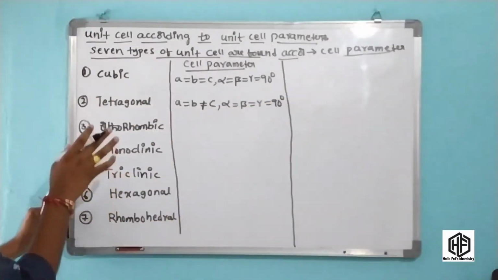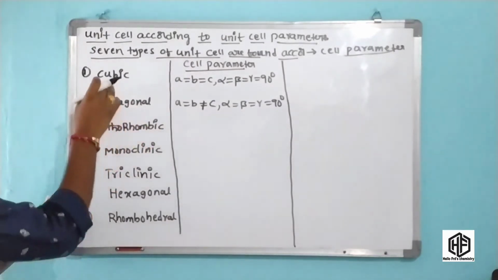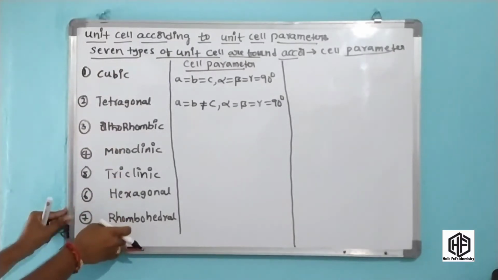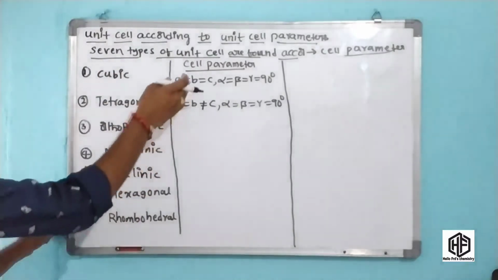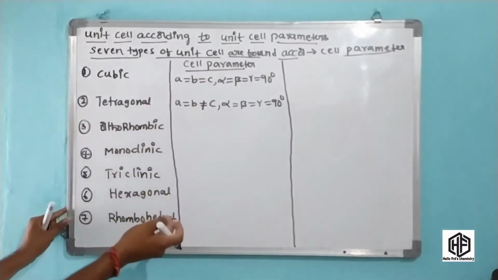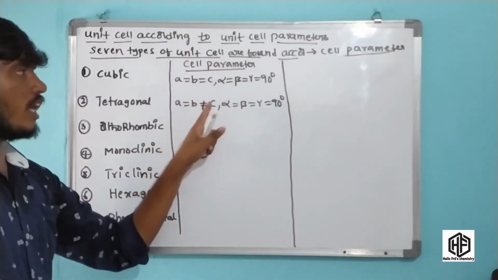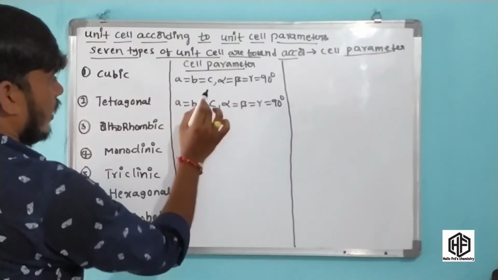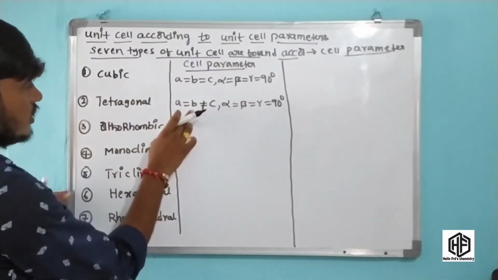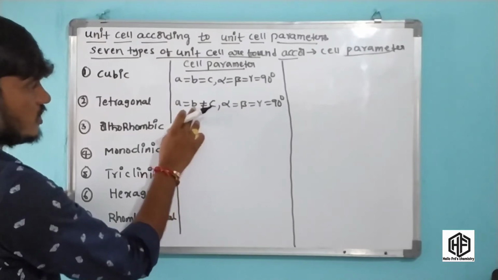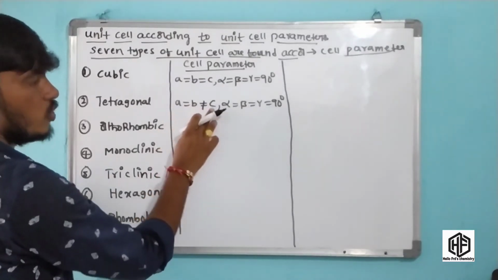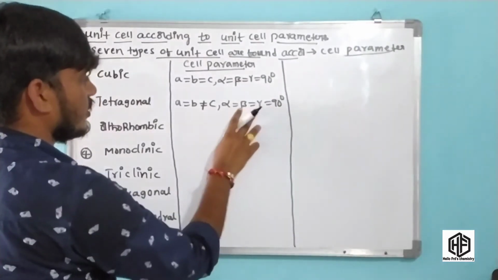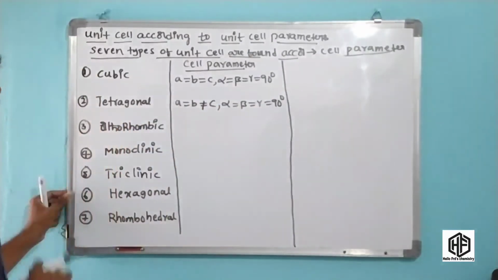Friends, now we have to understand this table. This is the sequential order. First of all, you have to write the sequential order of these 7 crystals, and then the cell parameters are easily arranged automatically. Okay friends, a is equal to b is equal to c in the cubic unit cell, and in the second one c is the variation: a is equal to b but not equal to c, and alpha is equal to beta is equal to gamma is equal to 90 degrees. This arrangement is the tetragonal.